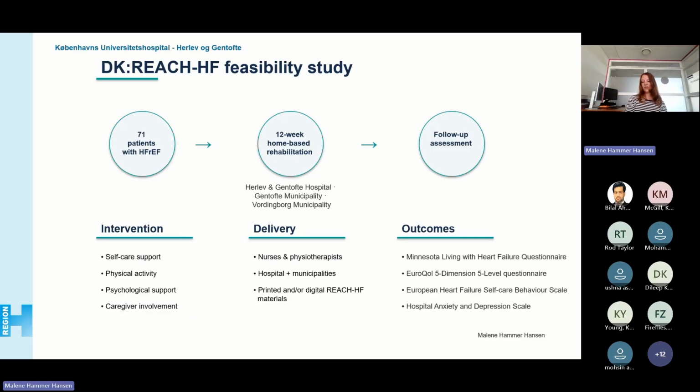So the aim of this feasibility study was not only to see whether the program could be delivered successfully, but also whether patients could engage with it and whether we could see a positive signal in patient-reported outcomes. So to evaluate this, we measured quality of life, self-care, health status, and psychological well-being before and after attending the program, and again in line with the UK REACH trials.